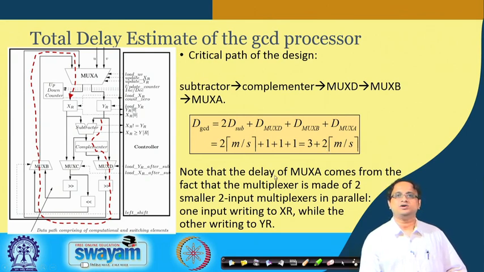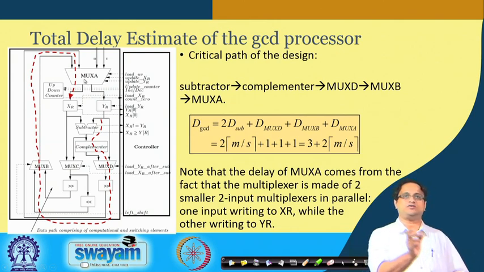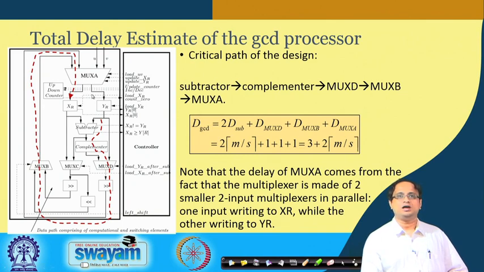Why you bring in one delay for the mux is because, although it looks like a big mux, you can visualize it to be made up of 2 multiplexers, one multiplexer for updating XR and the other for updating YR, and both of them have a delay of 1 lookup table. Therefore we write 1 for each of these multiplexers.